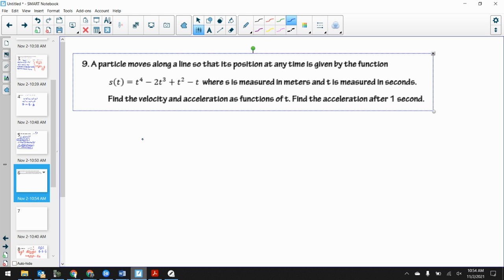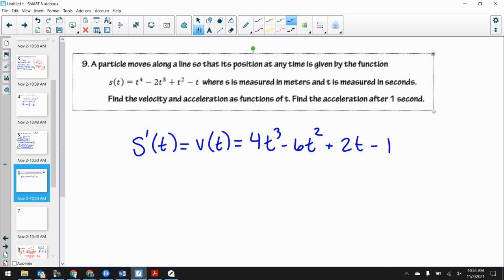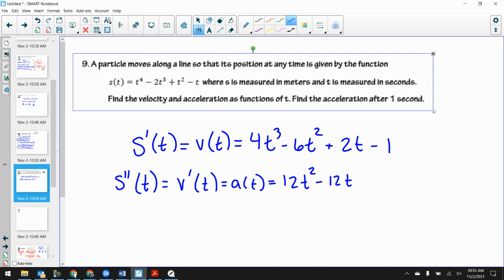S prime of t is equivalent to v of t, which for our purposes here is 4t cubed minus 6t squared plus 2t minus 1. And then if I want acceleration, S double prime, which is v prime, is acceleration. Instantaneous acceleration: 12t squared minus 12t plus 2.